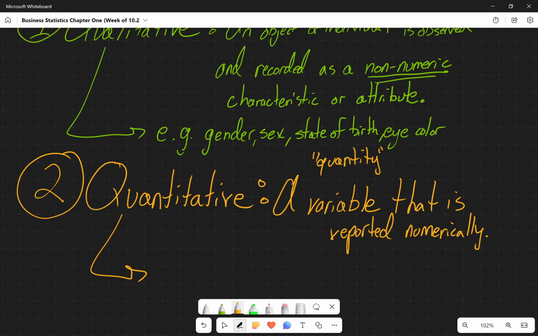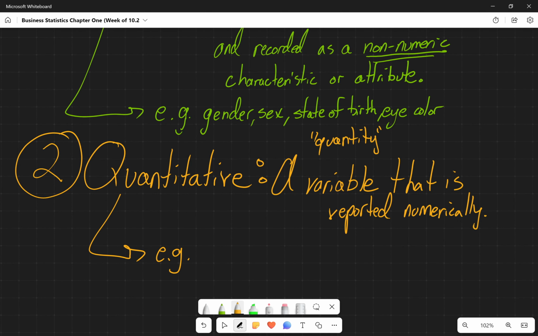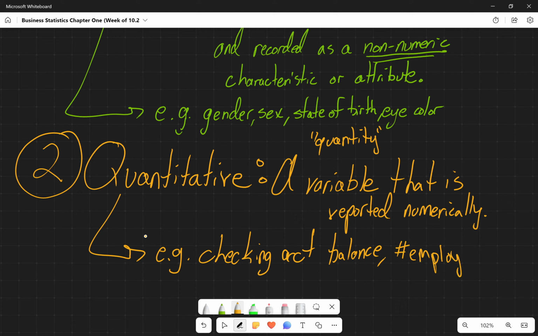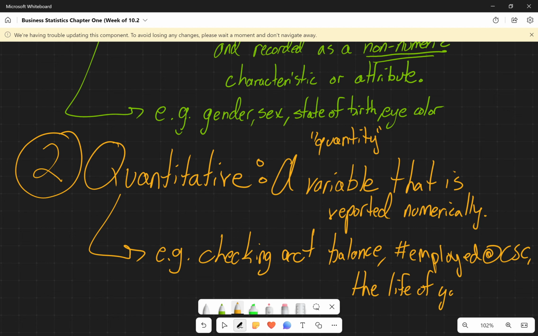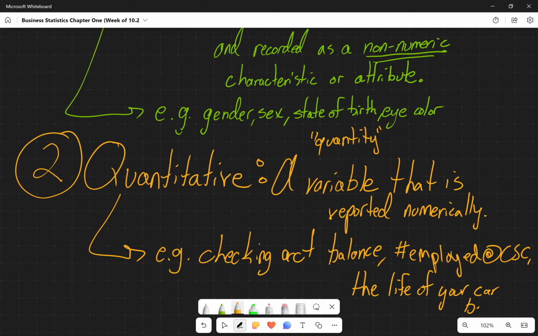Some examples of quantitative variables are the amount of money that you have in your checking account. The number of people employed at Chadron State College. The life of your car battery. How tall you are, how much you weigh, so on and so forth. These are all things that are reported numerically, so they are quantitative variables.